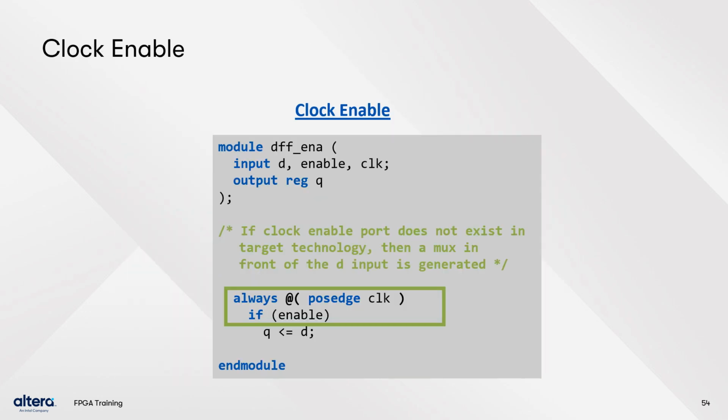This slide illustrates how to code a clock enable. The example here creates a flip-flop with a clock enable signal. On the positive edge of the clock, the process checks the enable signal. If the enable signal is high, then Q gets D. If the enable signal is low, nothing happens. Q will keep its previous value.